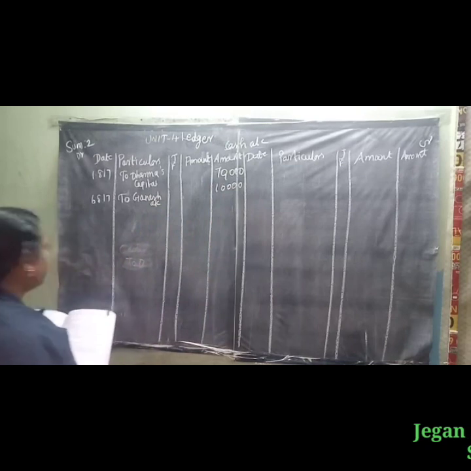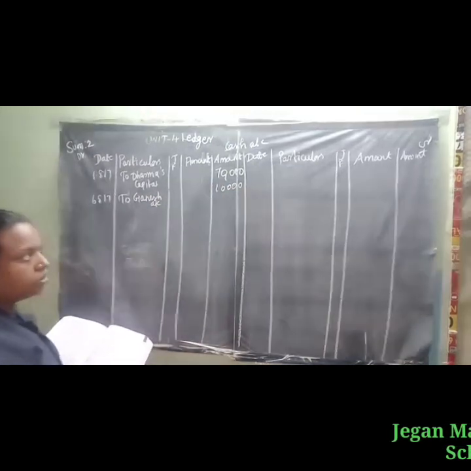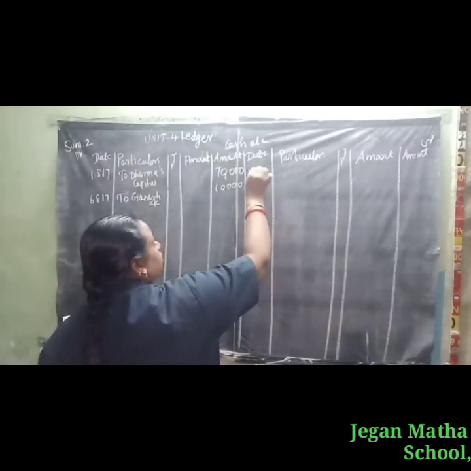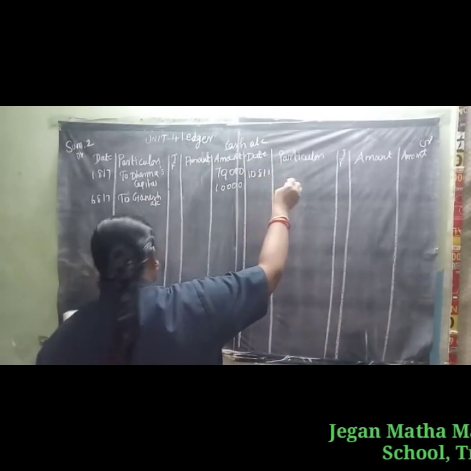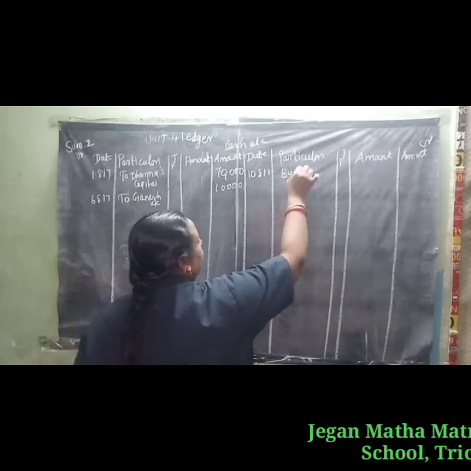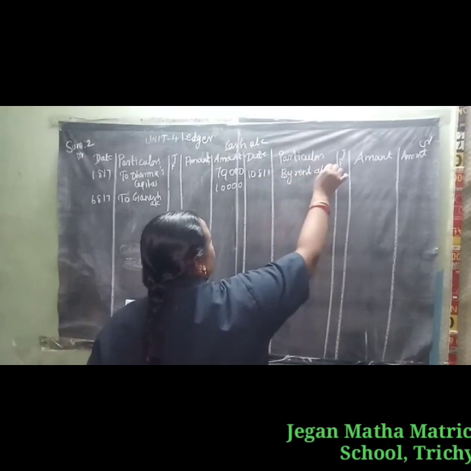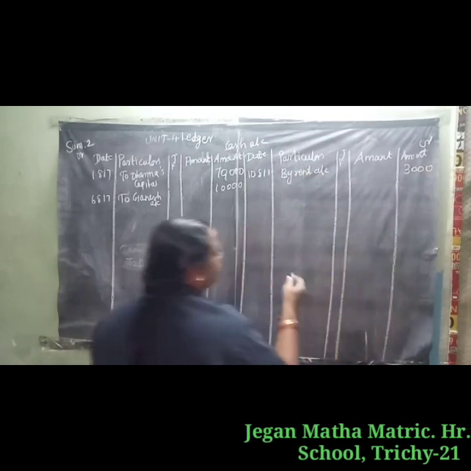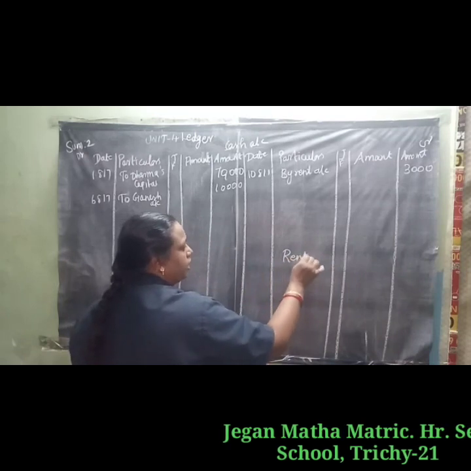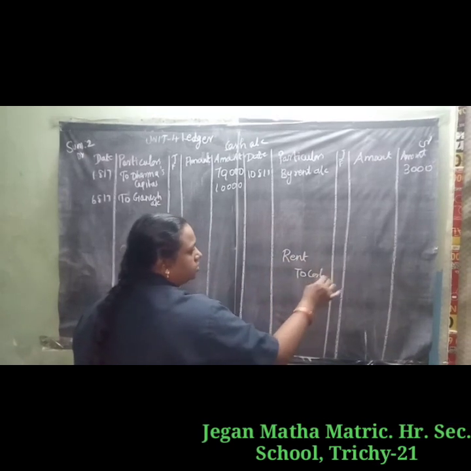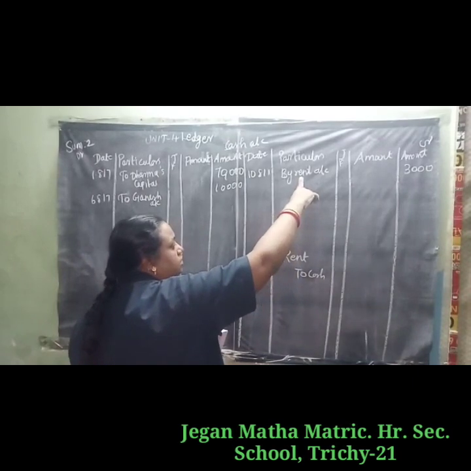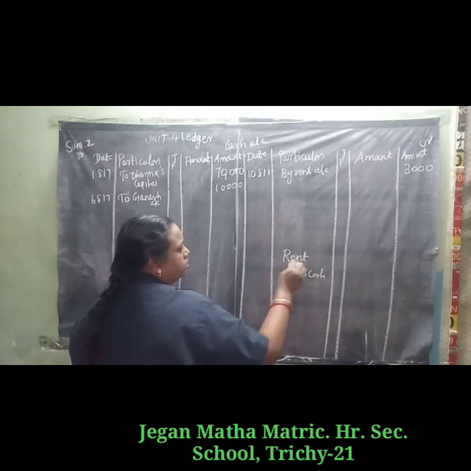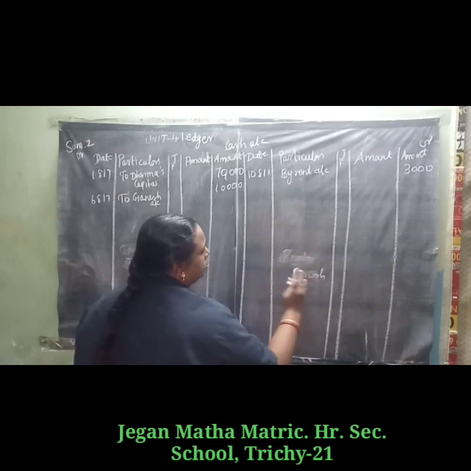Then rent paid. Rent account debtor to cash, so cash is on the credit side. We move to the credit side. The opposite word is rent. So by rent account, amount 3,000.